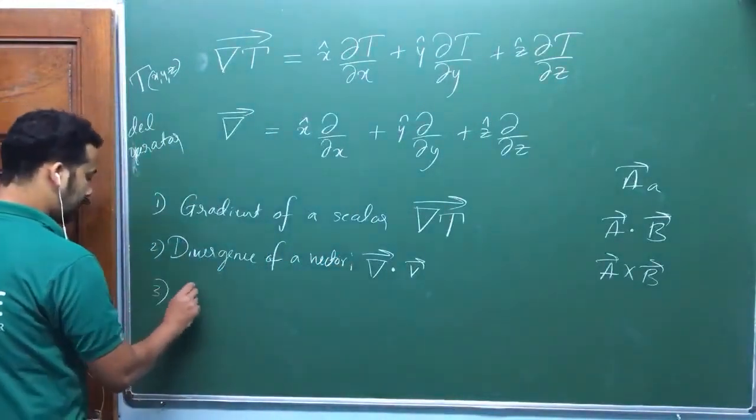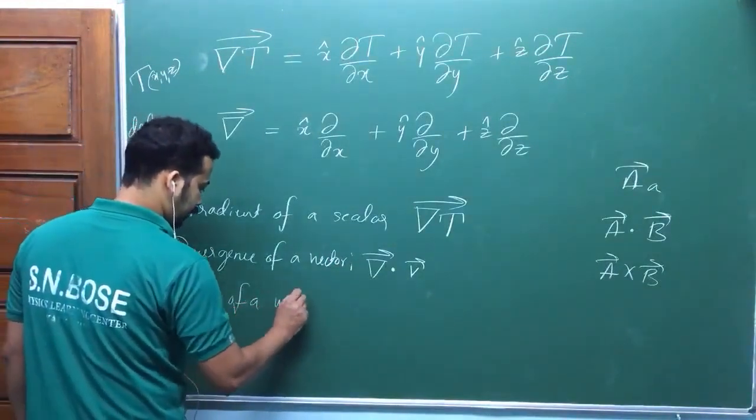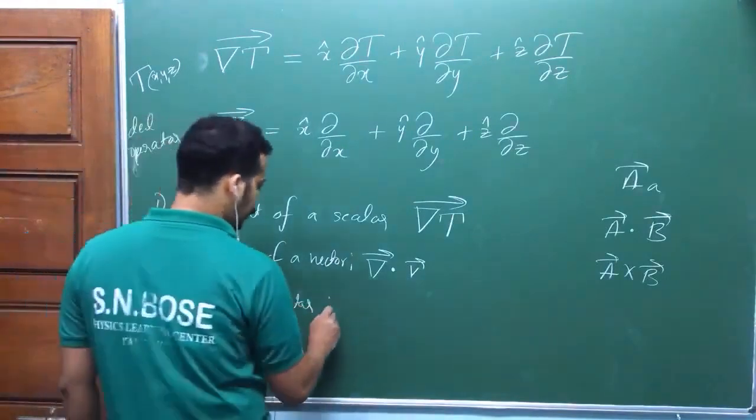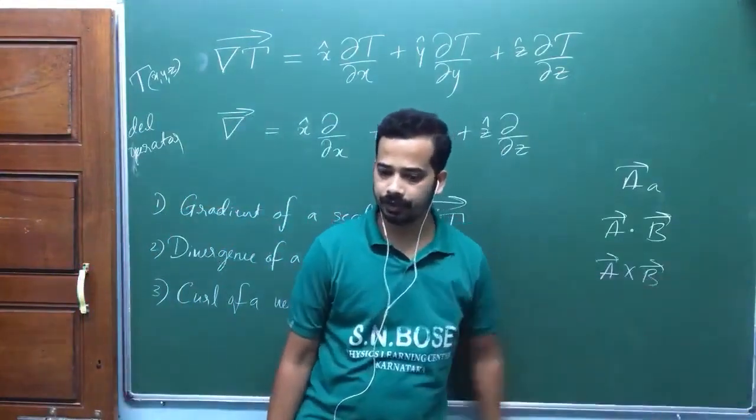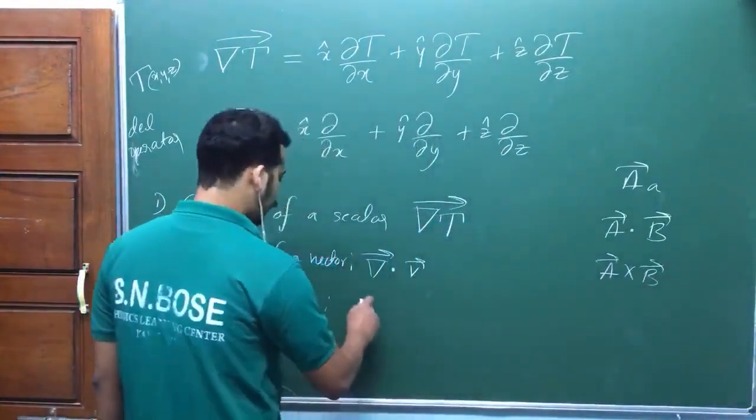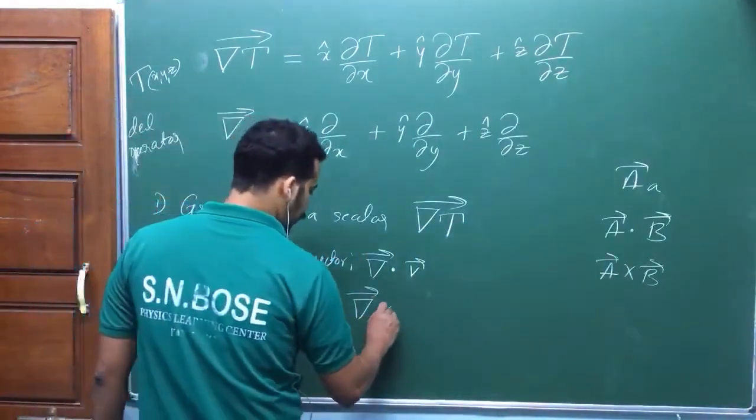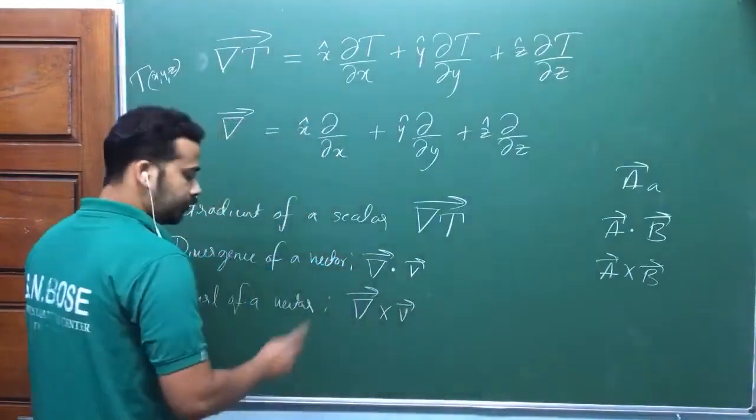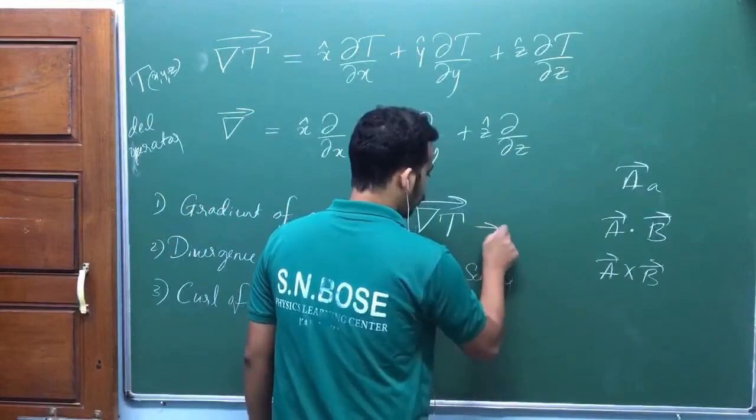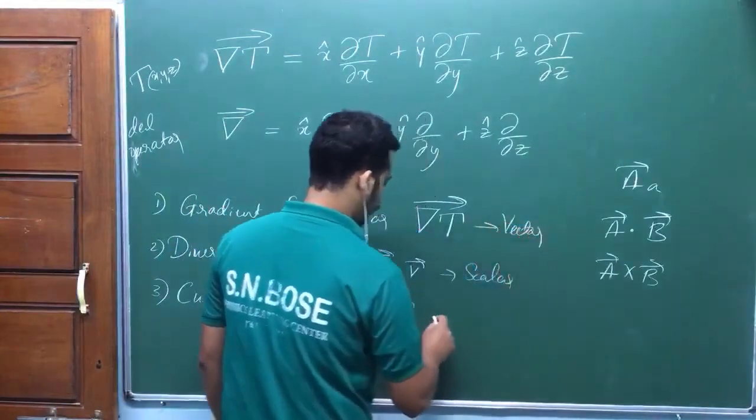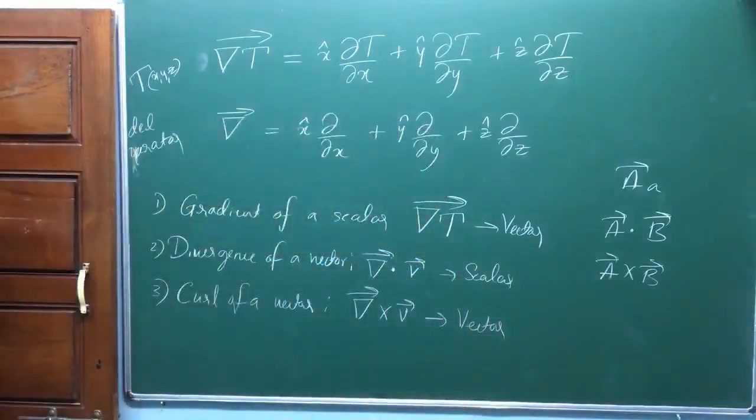The third one is the curl of a vector, or curl of a vector field. It's a kind of cross product. If you have two vectors, you can take the cross product, am I right? That cross product is again a vector. Like that, if you have a vector field, you can do one type of operation with it. We call it the curl of a vector field, which is again a vector. This one is a scalar, and this is a vector we have seen. So this is also a vector. We call it the curl of a vector field.